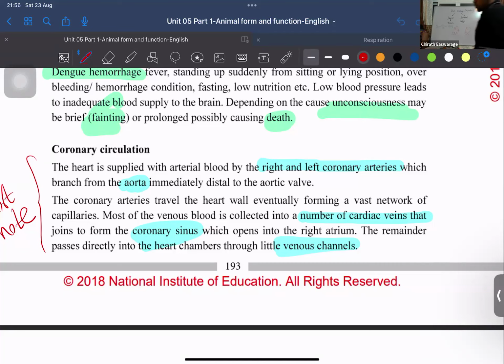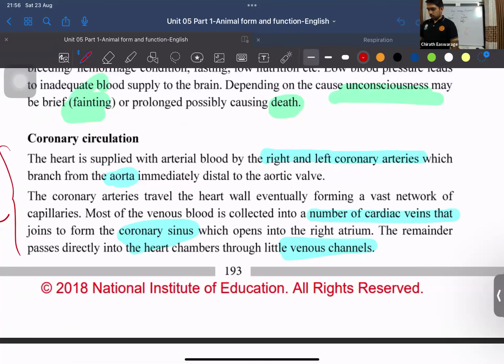Okay. So first you have to do what? You have to describe the coronary circulation. Few points there, right? Heart is supplied with arterial blood by left and right coronary arteries. 2 points, which branch from the aorta, 1 mark, immediately distal to the aortic valve. What do you mean distal? Like after, right? After the aortic valve. Okay. Immediately distal to the aortic valve. Okay. Let's see how many points we can come up with.